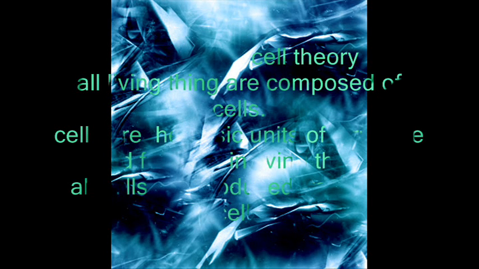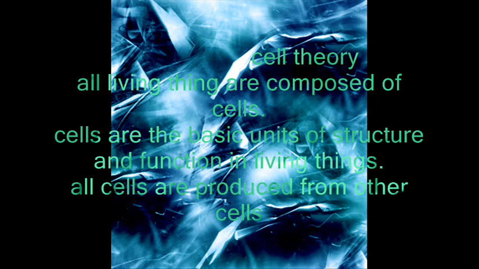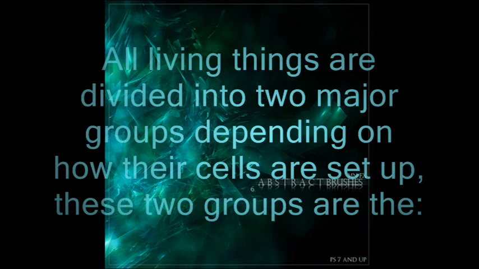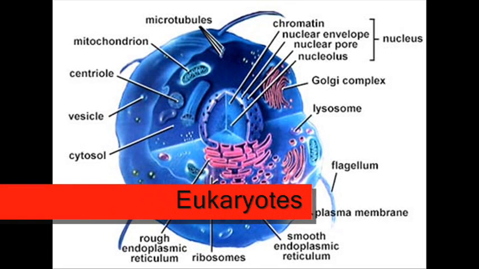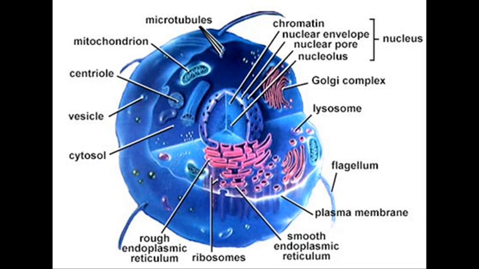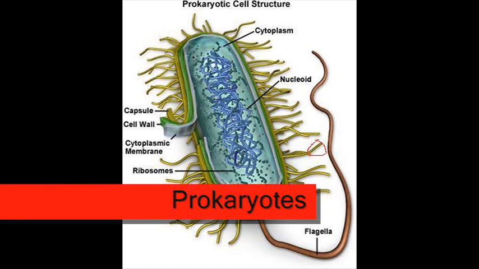Now, cell theory. All living things are composed of cells. Cells are the basic unit of structure and function of living things. Cells are produced from other living cells. All living things divide into two major groups depending on how their cells are set up. These two groups are eukaryotes and the prokaryotes.